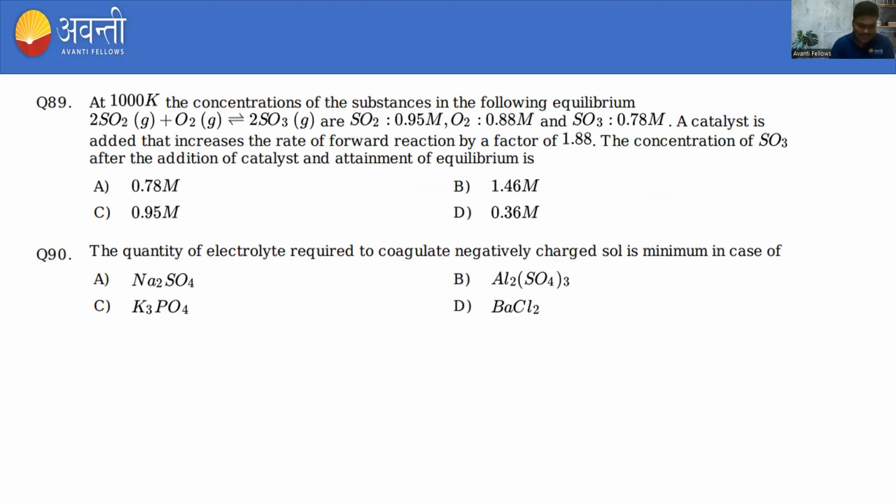Now, move to question number 89. At 1000 Kelvin, the concentrations of the substances in the following equilibrium, 2SO2 plus O2, are given, and the values are also given. A catalyst is added that increases the rate of the forward reaction by a factor of 1.88. Now the concentration of SO3 after the addition of catalyst, when equilibrium is attained, is. So you have to calculate.